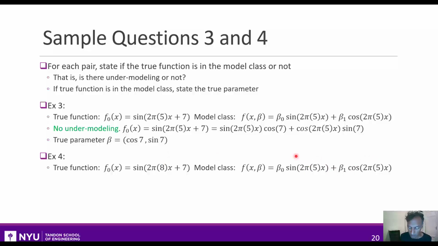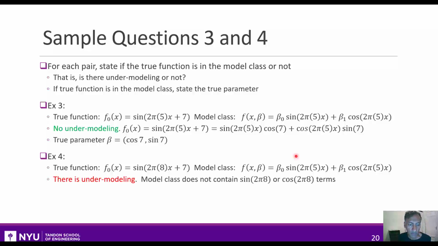All right, now that you've unpaused it, hopefully you saw that there was under modeling, because there's no way either a sine or a cosine term with a frequency of 8 can ever be matched with a sine or cosine with a frequency of 5.